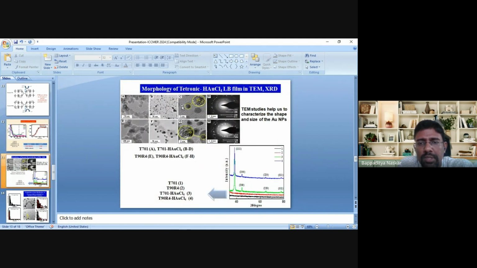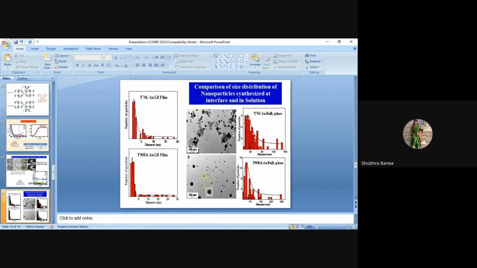We also characterized the synthesized nanocomposite. In the presence of T701, the synthesized Au looks almost spherical, and the dimension is around 2 to 5 nanometer. We also analyzed the planes present in this nanoparticle, mainly 111, 200, 220, and 311. These planes were also confirmed from the XRD study, which indicated an FCC crystal lattice, and the nanoparticle is also well crystallized.